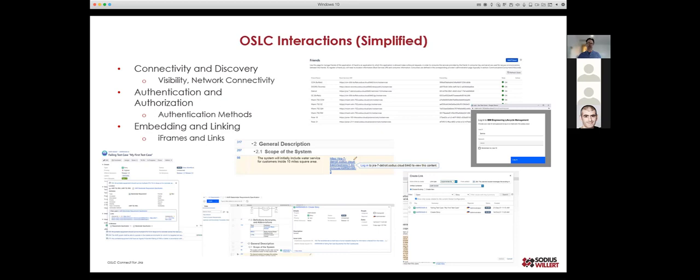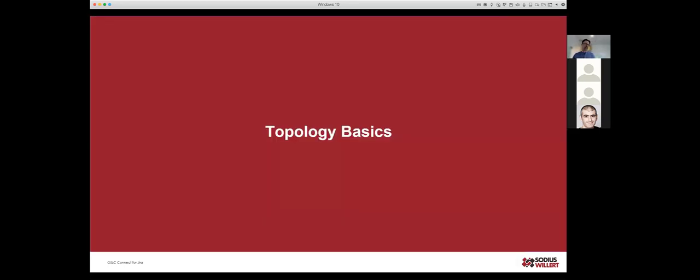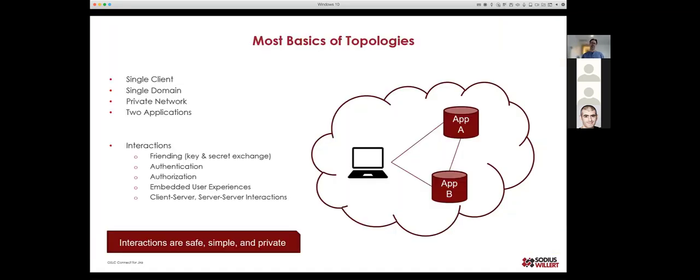All these things are great things for us to have. They're also the things that drive challenges in us being able to make things happen. So our most basic topology that we have when we're actually doing any of these OSLC integrations, if we have two applications that we need to connect, we have three interaction points that we need to be aware of. Our client needs to be able to see application A, and needs to see application B, and application A and application B need to be able to see each other. Those are the connections that we need to have.